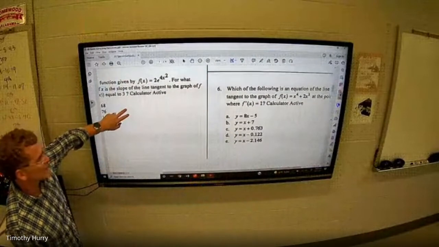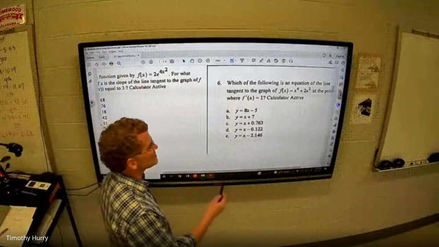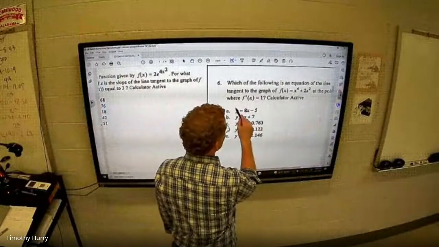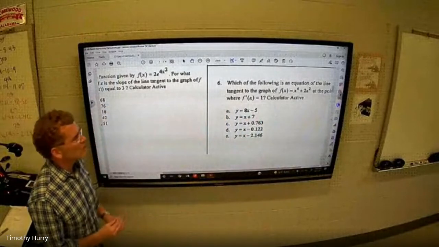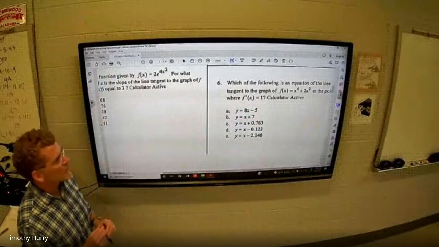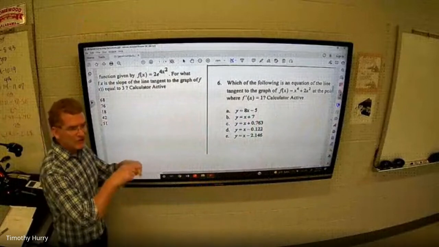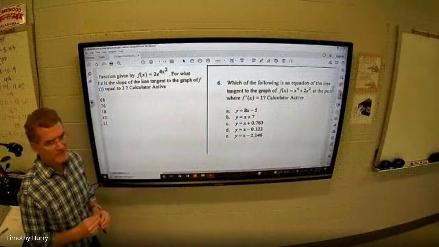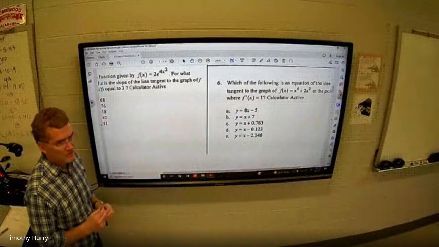What about, there's a couple good ones in here somewhere. Okay, this is another calculator problem. It says, which of the following is an equation of the line tangent to that graph at the point where the derivative is 1? Do you know the point where the derivative is 1? Yes. You do? Find it. Can you find the derivative? Plug in the 1.